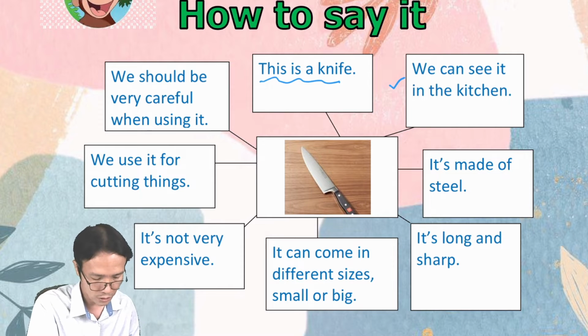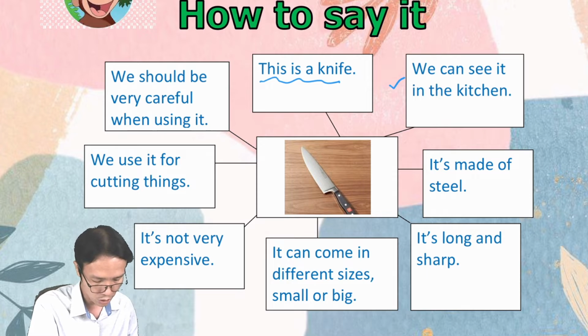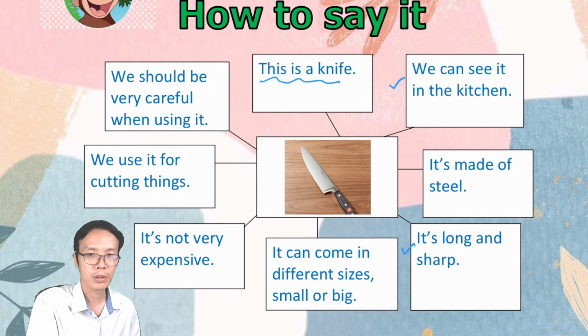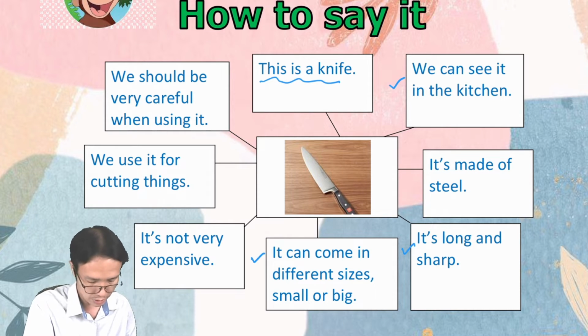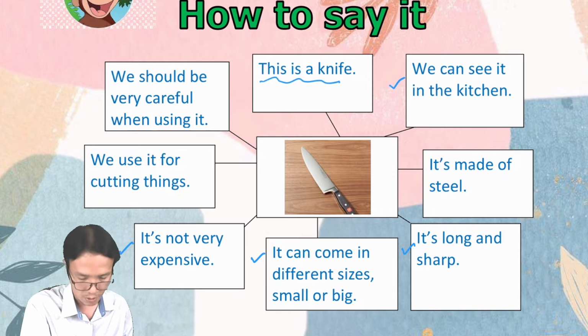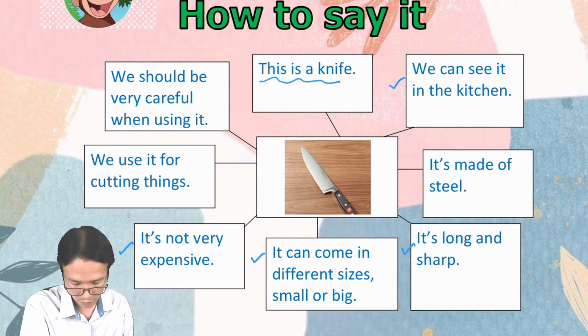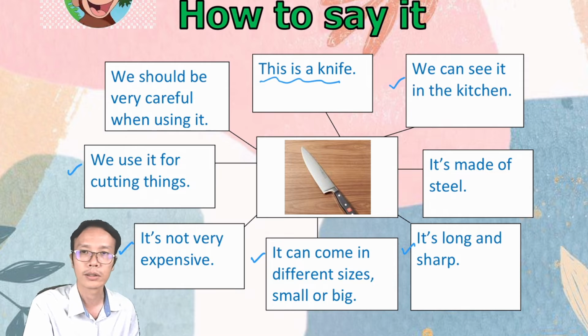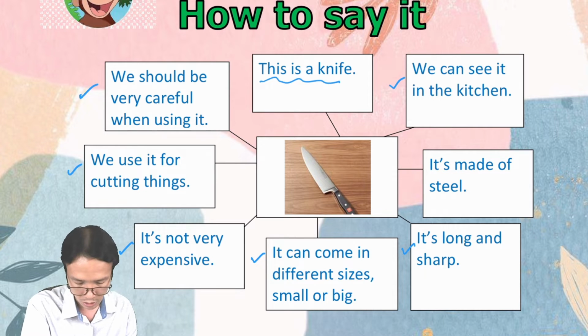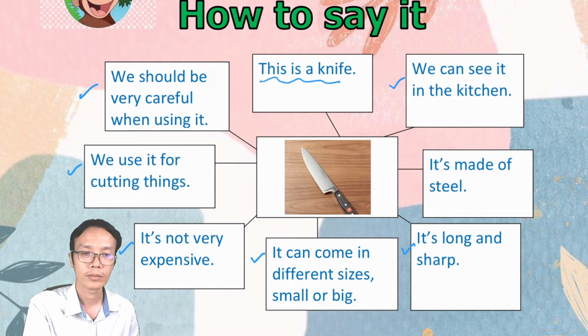It's made of steel. It's long and sharp. It can come in different sizes, small or big. It's not very expensive. We use it for cutting things, and we should be very careful when using it. Now let me explain to you one time.